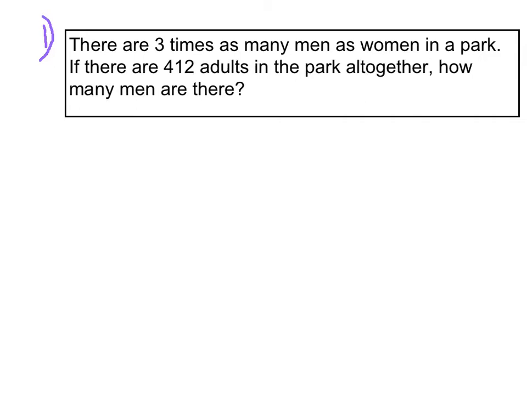Okay, when I look at this problem, I realize we are keeping track of how many men and how many women are in a park. So who is involved? Men and women. Then to figure out who has the smallest amount, I go back to my sentence. There are 3 times as many men as women. So the women have the smallest amount, so we will give them the box.